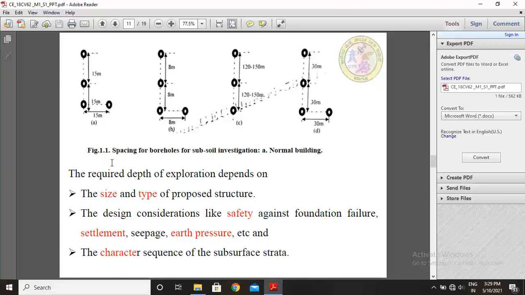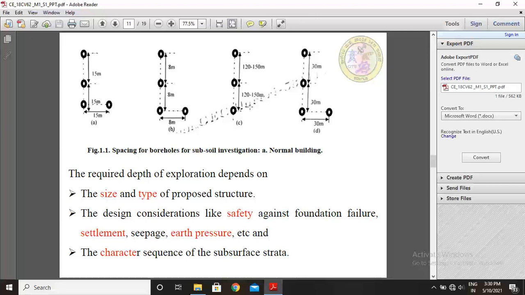So this figure 1.1 shows the spacing for boreholes for subsoil investigations. This is for normal buildings. So here see this figure 1. These are the different borings at a distance of 15 meters in this direction and 15 meters in this direction, or 8 meter center to center, or see these figures, 20 to 50 meters, 50 in these directions, or the fourth case is 30 meter intervals. So these are the examples given for normal buildings.